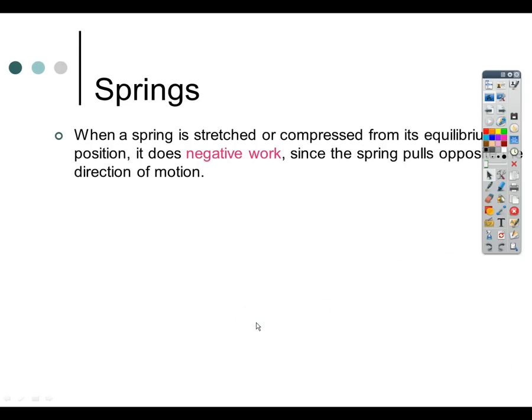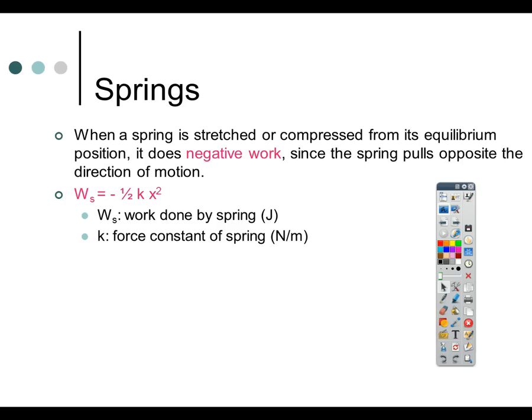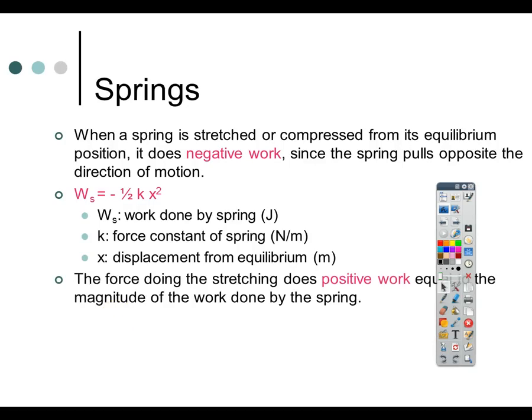Springs are something that can give us a variable force, and anytime you have a spring, if you compress it or stretch it from equilibrium, that spring does negative work since the spring pulls in the opposite direction of the motion. So our angle there is 180, and cosine of 180 would be a negative number. The work done by a spring is best illustrated with the equation Ws is equal to negative 1/2 k x squared, where Ws is the work done by the spring in joules, k is the force constant of the spring that we can figure out using our force equations, and x is the displacement from equilibrium.